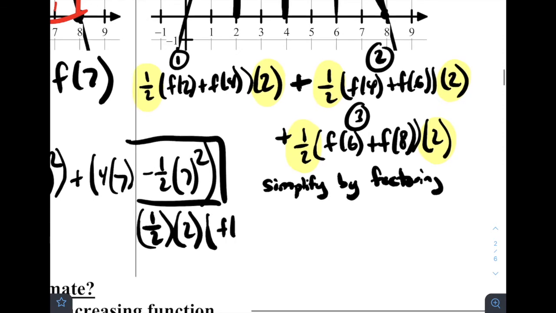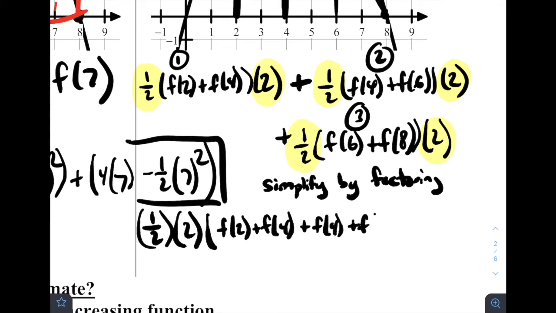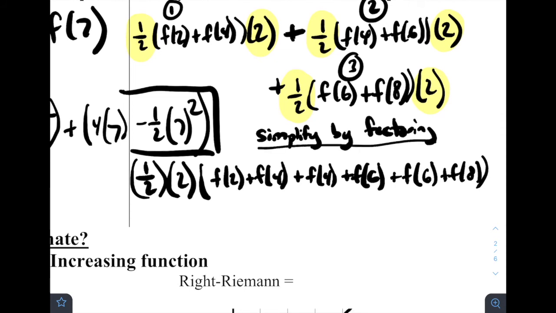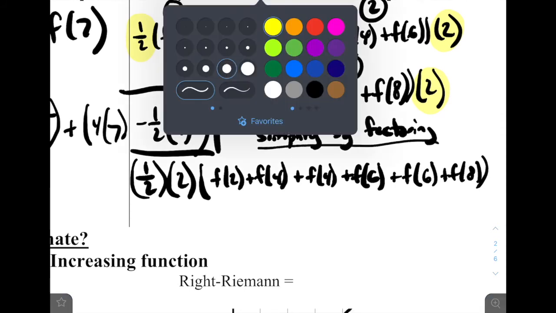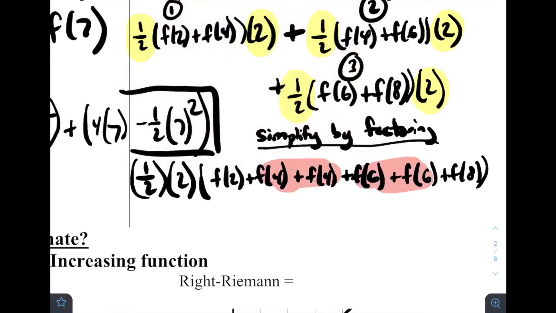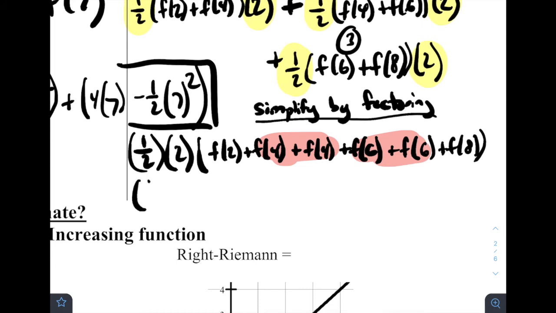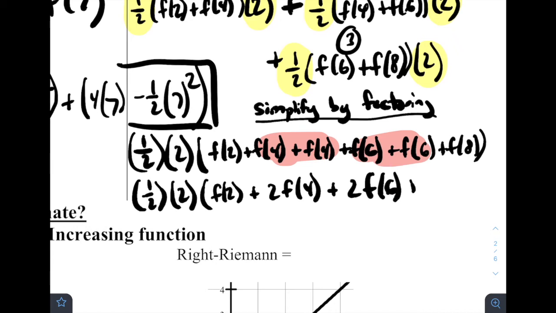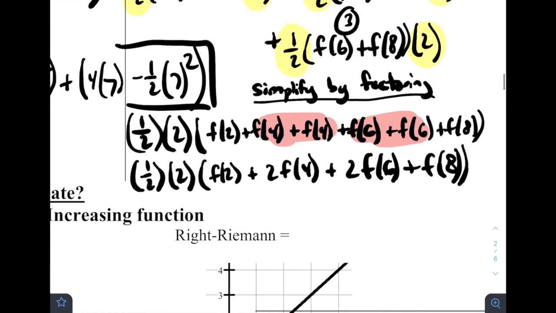What's left over? Well, we've got f of 2, f of 4. Those are from here. And then we've got another f of 4 and an f of 6. So f of 4 and f of 6. And then we've got another f of 6 and an f of 8. Well, how can I simplify this even further? Since I'm simplifying, I notice that there are 2 f of 4s and 2 f of 6s. So a way that I can write this very compactly is that this is 1/2 times 2 times f of 2 plus 2 f of 4s plus 2 f of 6s plus f of 8. This is about as factored as it can get.